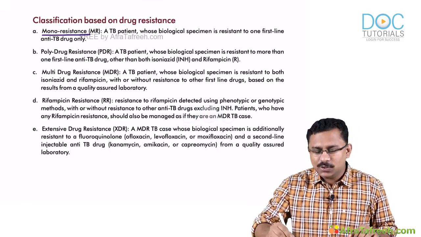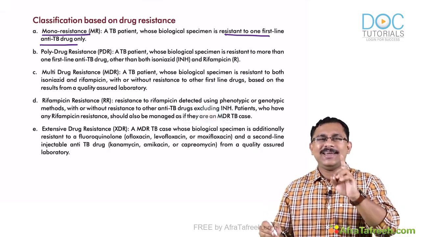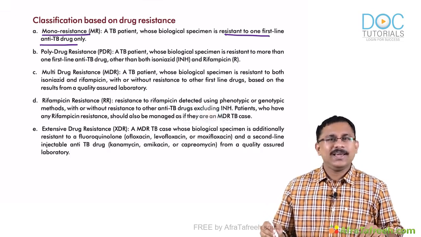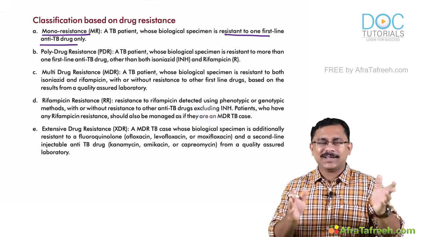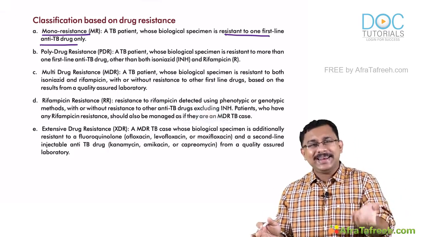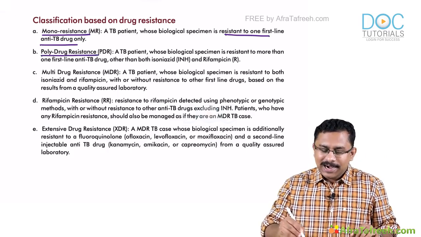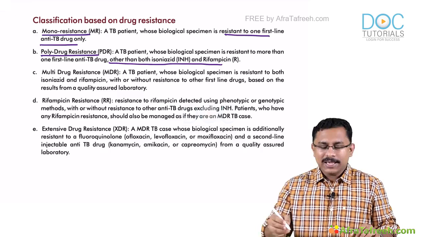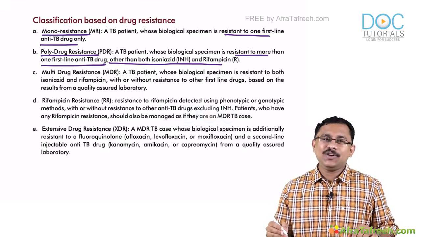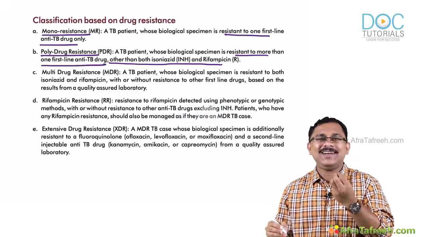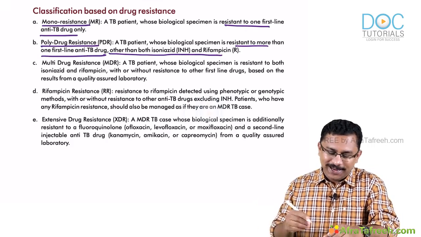Monoresistance means he is resistant to one first-line anti-TB drug. Okay, just one first-line anti-TB drug. That is your monoresistance. Even if it is a rifampicin resistance, you can still call it a monoresistant. If it is resistant to INH, it is again just a monoresistant. Polydrug resistance means other than INH and rifampicin, if the person is resistant to more than one first-line anti-tubercular drug, that is when you call it polydrug resistant. These are all very important because we are just going to see the treatment in a short while.